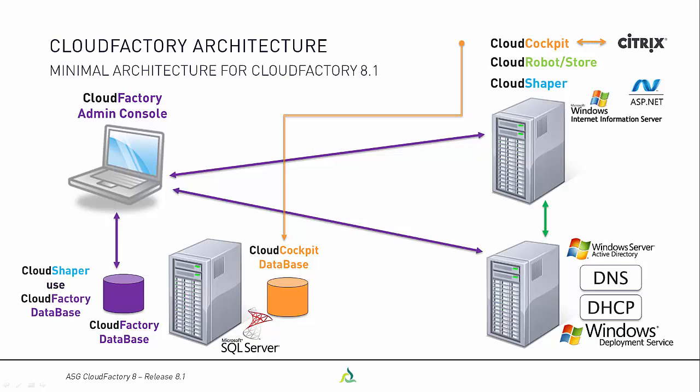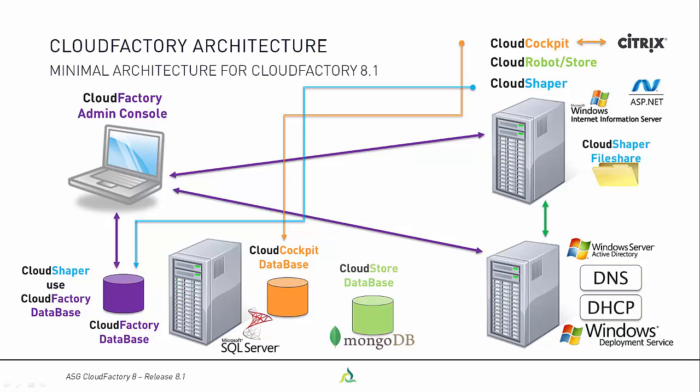Cloud Shaper does not have its own database, but uses Cloud Factory database just like the admin console. A Cloud Shaper specific requirement is a file share in which the Cloud Shaper application installation package can be stored and maintained. The Cloud Store and Cloud Robot use a Mongo database as their database. The Mongo database can either be installed on Microsoft SQL Server or any other server instances.